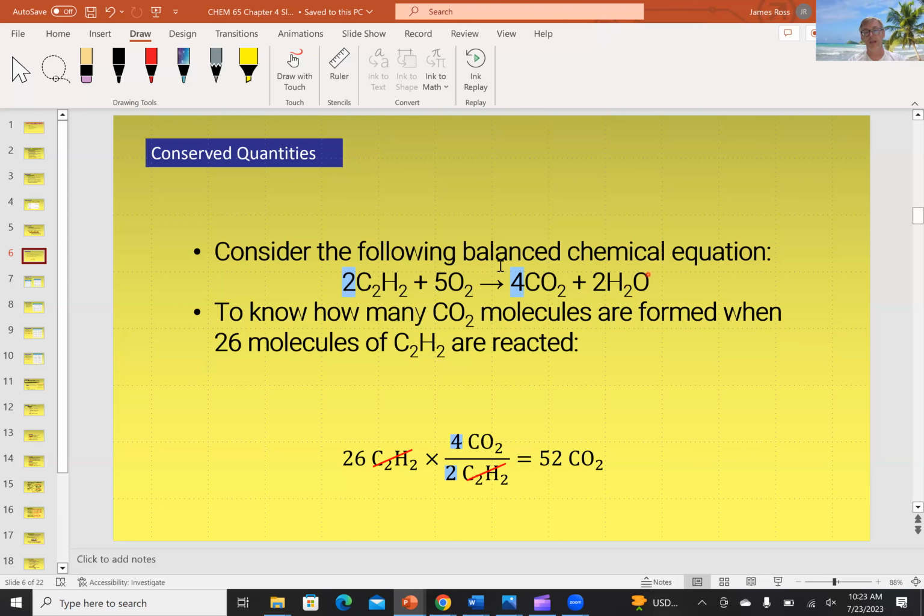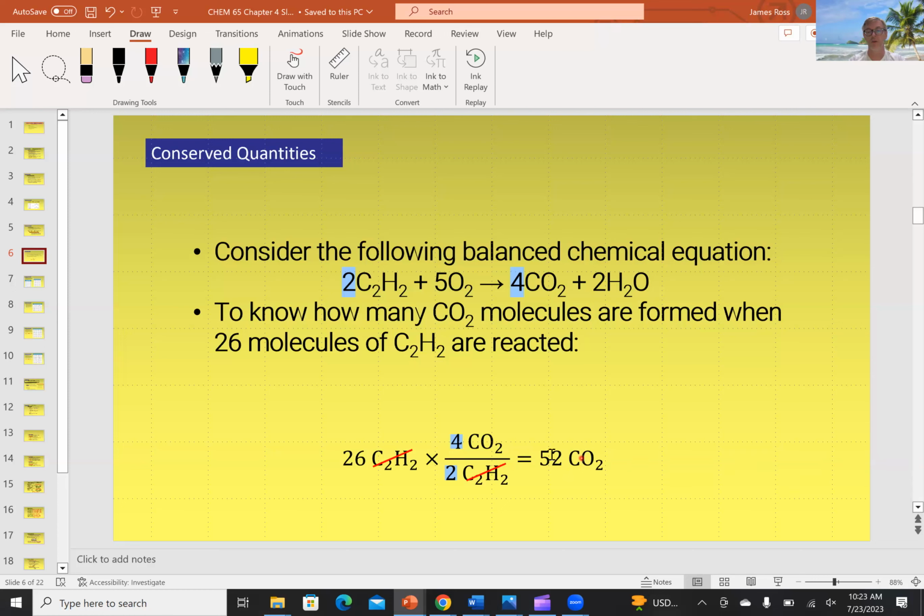Okay, so I've got my balanced chemical equation. What does it mean? It means I can set anything in the balanced chemical equation equal to anything else. So I could say that 2 lots of C2H2 are equal to 5 lots of O2, are equal to 4 lots of CO2, are equal to 2 lots of H2O. In this case, I'm interested in counting CO2. So I reverse construct this.